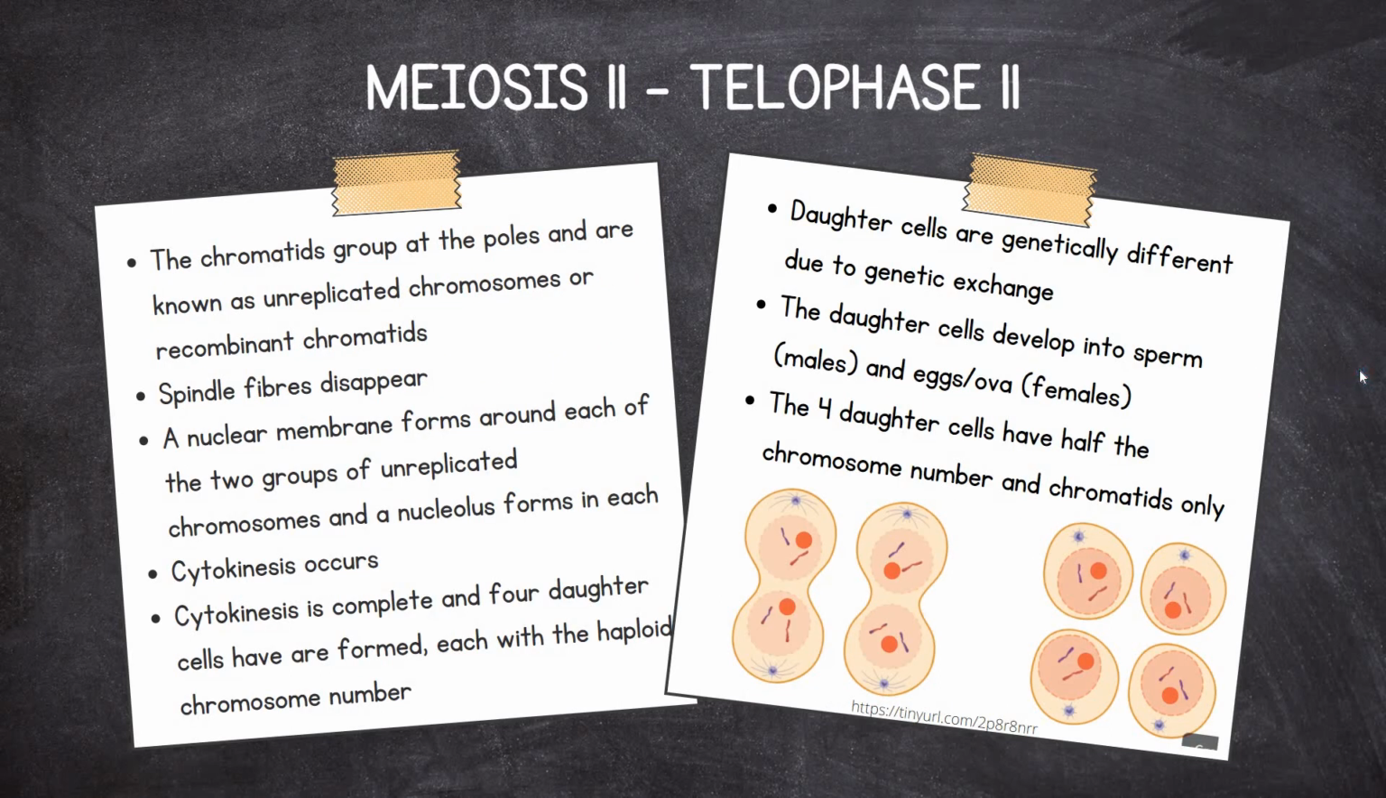Then we get to telophase 2. So during telophase 2, the chromatids group at the poles and are known as unreplicated chromosomes or recombinant chromatids. So now you don't have chromosomes anymore, because those chromosomes split up into their chromatids. One chromatid to this side, one chromatid to the other side, right? And they are recombinant because they had genetic variation and crossover that took place earlier. So your recombinant chromatids now move to the separate poles, and the spindle fibers will disappear, as you can see here.